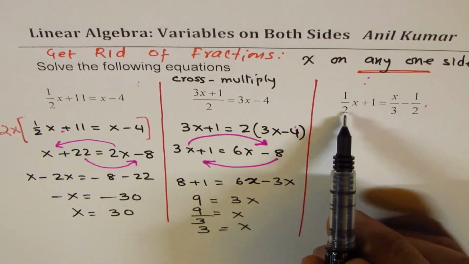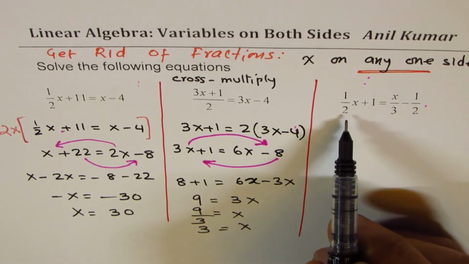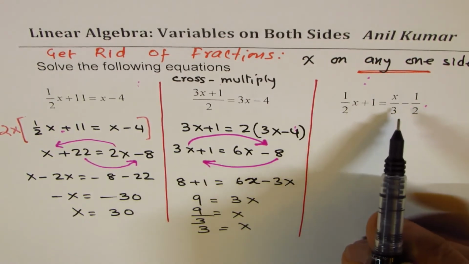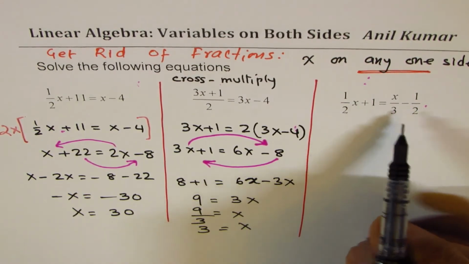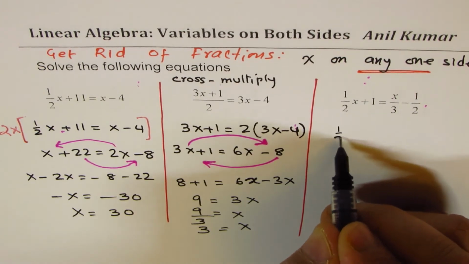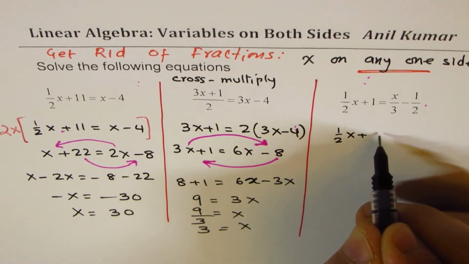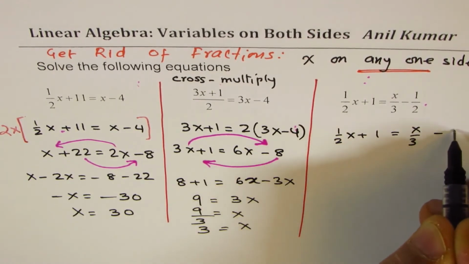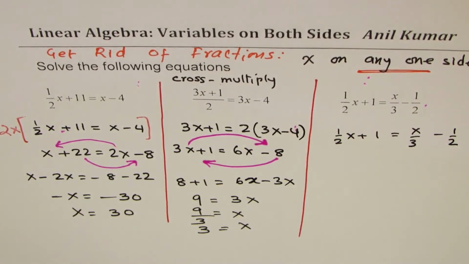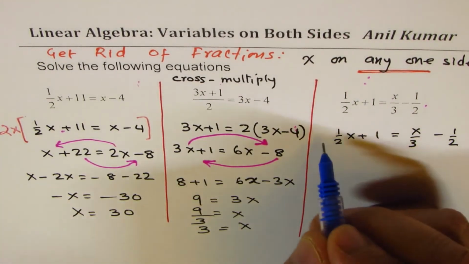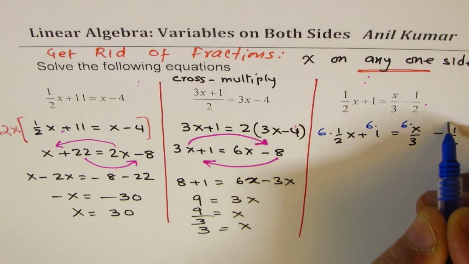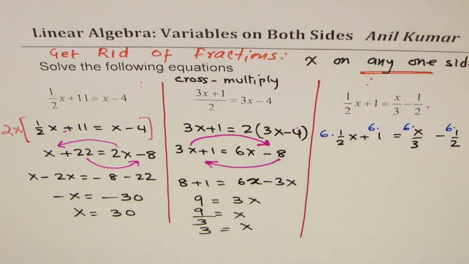Now here, what is the lowest common denominator? Well, 2, 3, and 2, that means I have to multiply each term by 6. Is that okay? So what I can do here is, we have half x plus 1 equals x over 3 minus half. Now we could multiply each term by 6: 6 times this, 6 times this, 6 times this, and 6 times this.